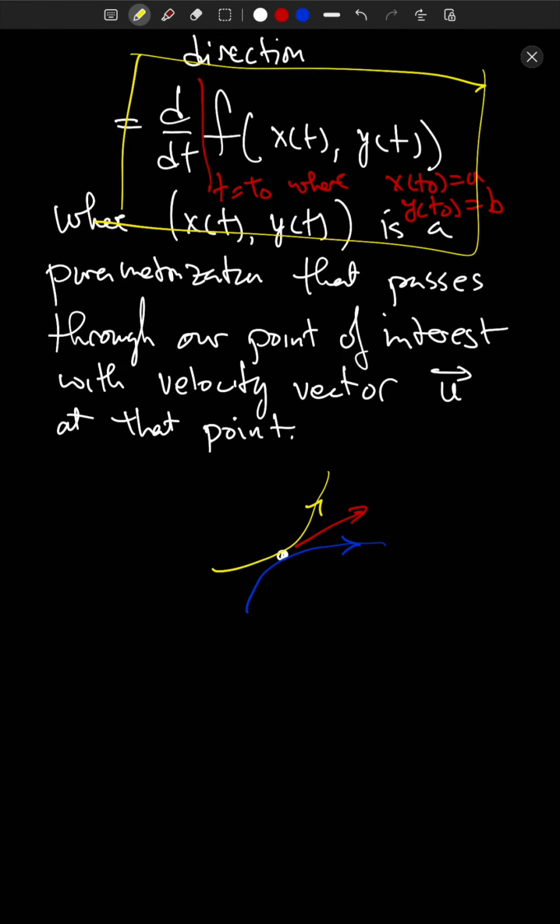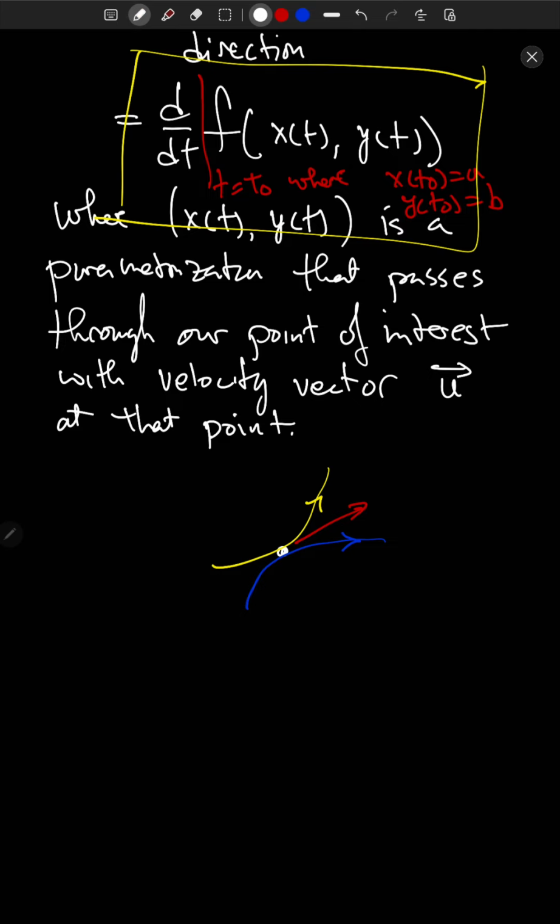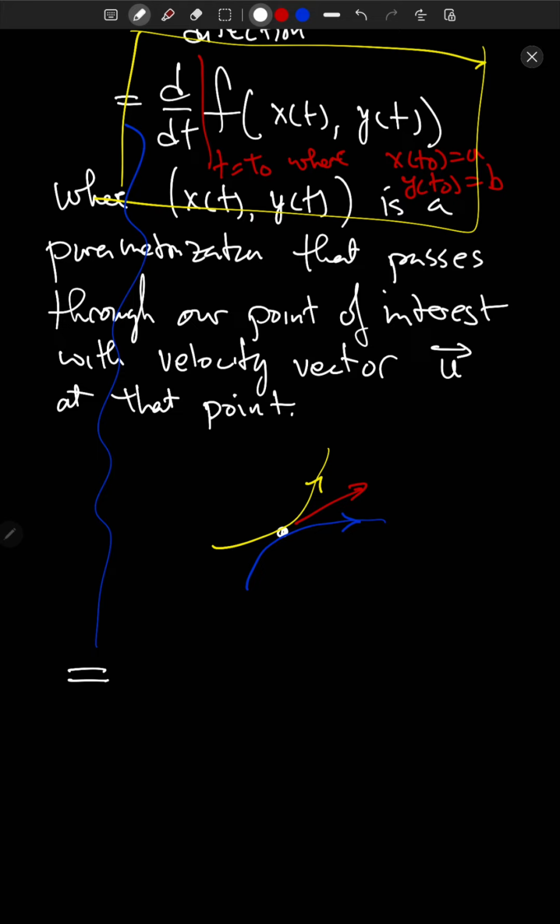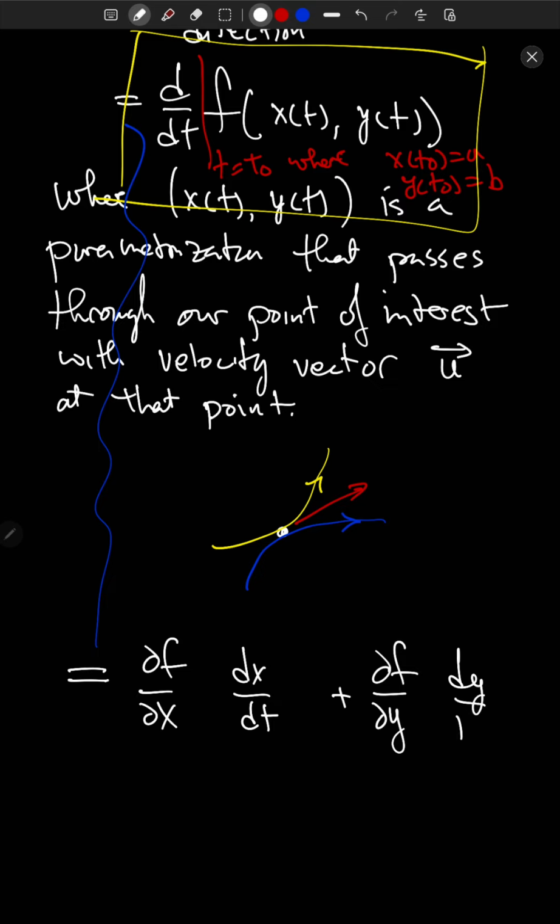But because, one, we're assuming our function is differentiable, that means the chain rule works. And because the chain rule works, we can actually continue our computation. So let me continue this down to here, right? What is this derivative? This is df dx, right? And then dx dt plus df dy, and then dy dt.